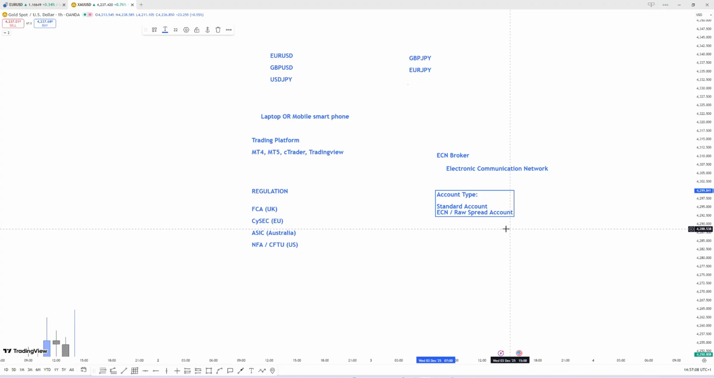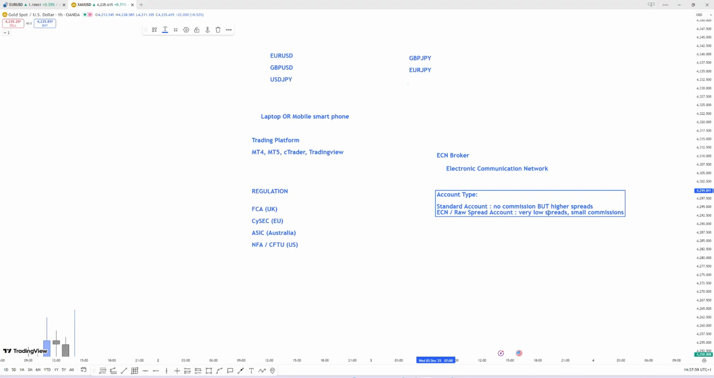These are the features of a standard account: no commission, but higher spread. And in the case of an ECN account, very low spreads, more commission.